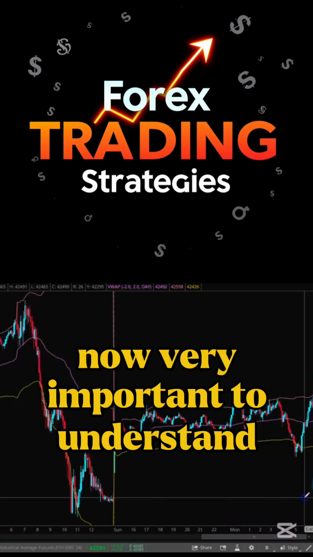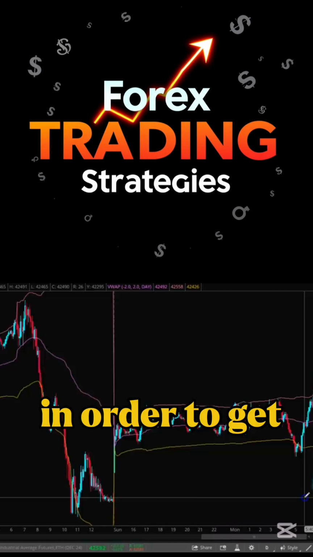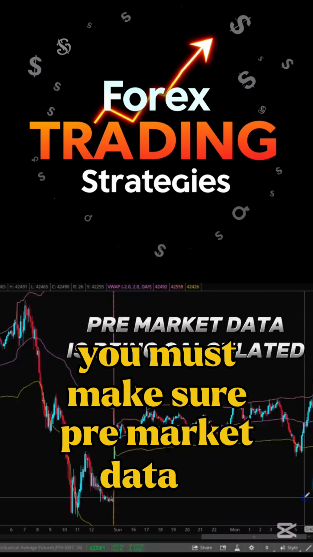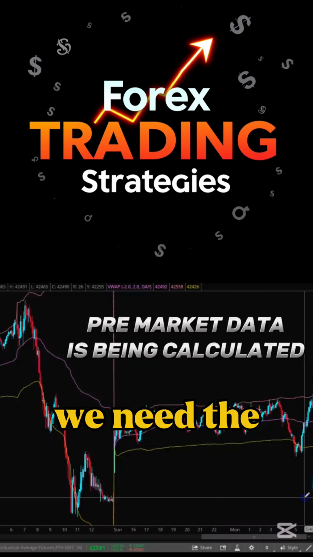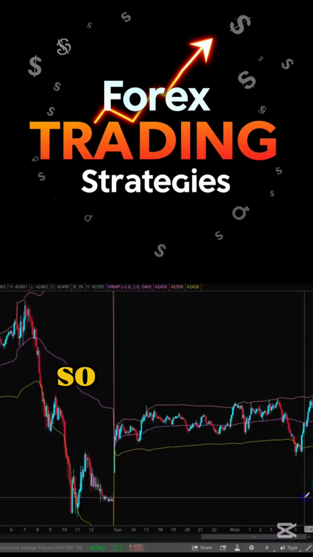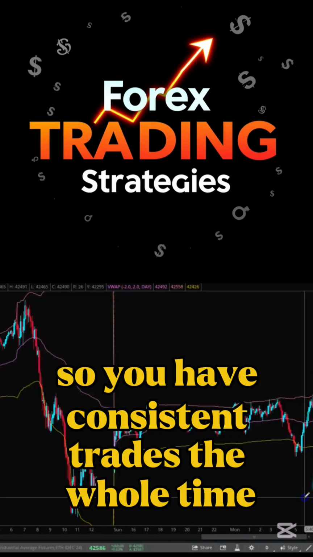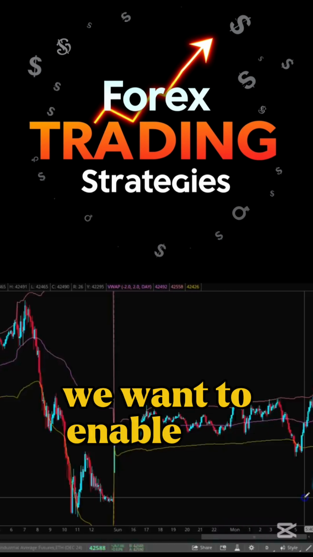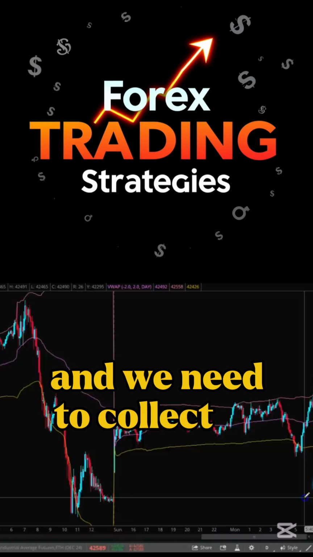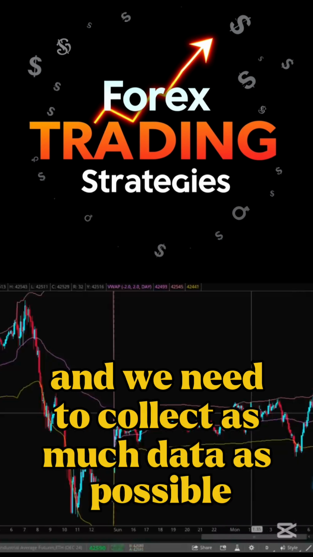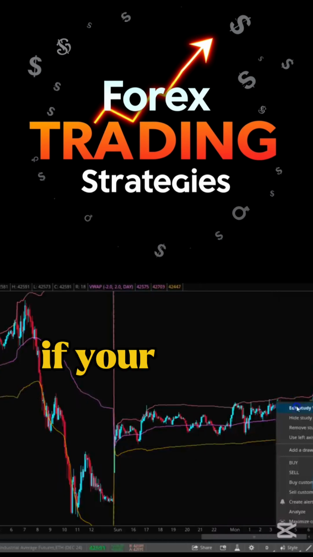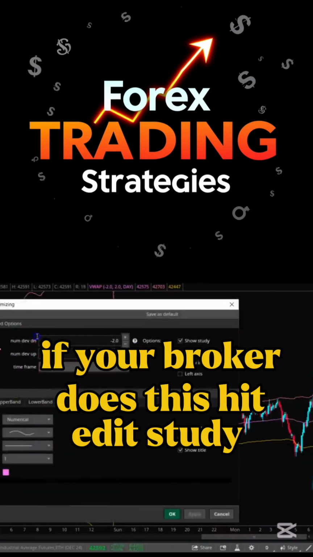Now, very important to understand right here at this point, in order to get this right, you must make sure pre-market data is enabled. We need the entire picture. Now, when you're looking at futures, they're trading almost 24 hours a day, so you have consistent trades the whole time. But if you're trading a stock, we want to enable pre-market data, because every indicator is a data point and we need to collect as much data as possible. Now, I can't stand these upper Bollinger lines, so you can just click on them if your broker does this, hit edit study, and go right up here.